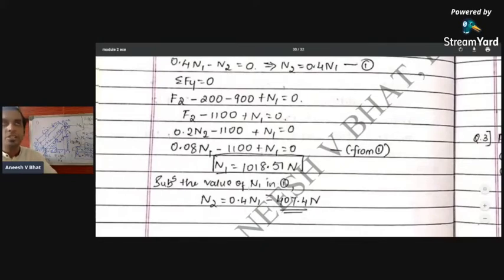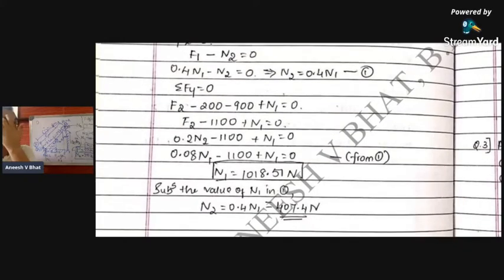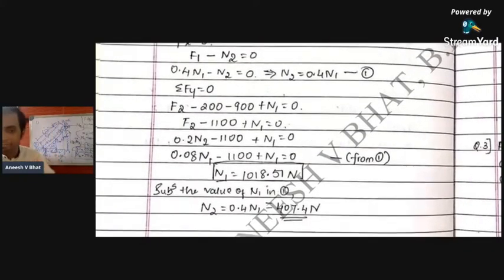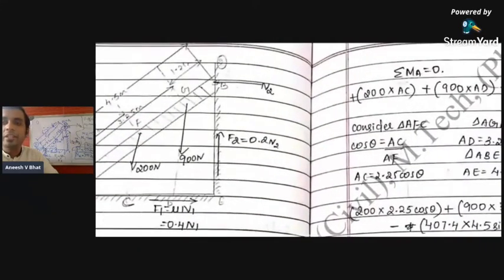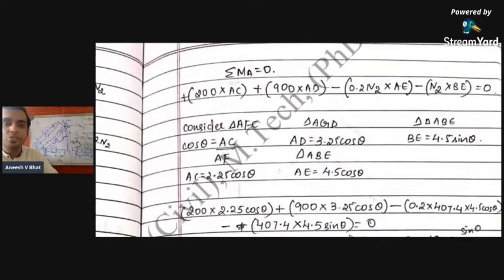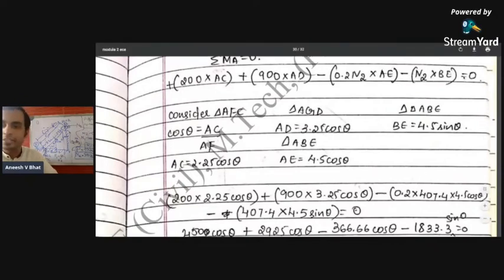You can find N1 and N2 straight away because you don't have an external horizontal force P, which you had in the previous case. So just by applying the first and second conditions, you can find the values of N1 and N2. Now, apply the third condition of equilibrium. The main aim here is to find the value of theta. Again, 200 into AC, where AC is the perpendicular distance, plus 900 into AD, the perpendicular distance, minus 0.2 N2 into AE, where this is F2, minus N2 into BE is equal to 0.